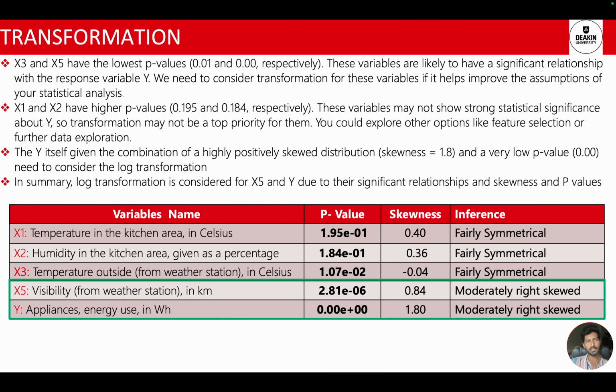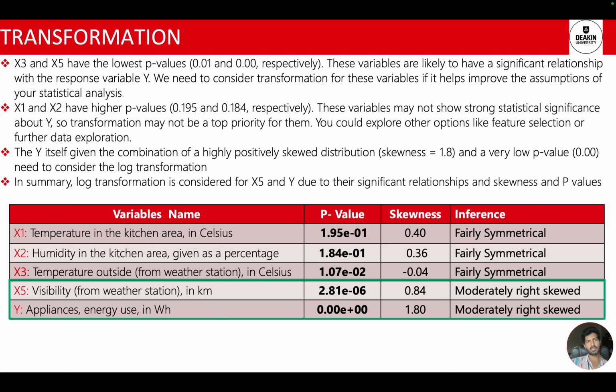After doing all the EDA part and understanding the data and visualization, we have to understand whether we need to transform the data set. Based on the p-value, skewness, and normalization of the data, we can understand that x5 and y basically have a p-value less than 0.05.